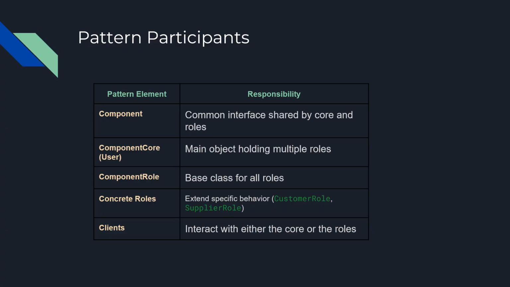Alright, so the pattern participants. These are the participants that make up the pattern. The component is the shared interface. It defines methods like behavior or add role. The component core, or user, is the main object that holds multiple roles. The component role is the abstract base class for all the roles. And the concrete roles are the roles like the seller role and the buyer role, that have extended behaviors. Finally, the clients interact with either the role or the core depending on the operation.